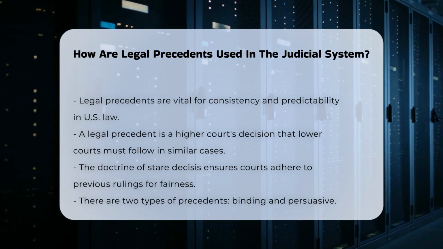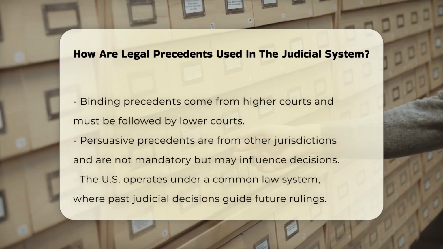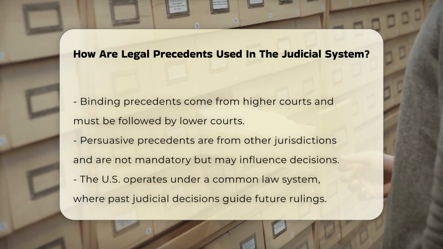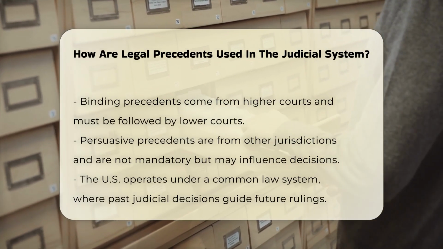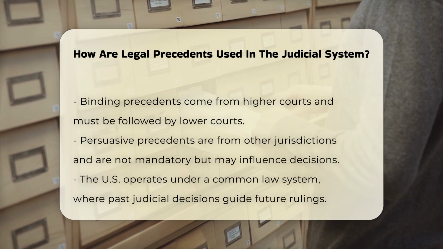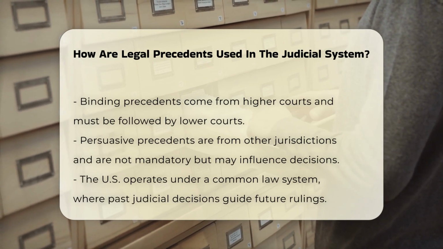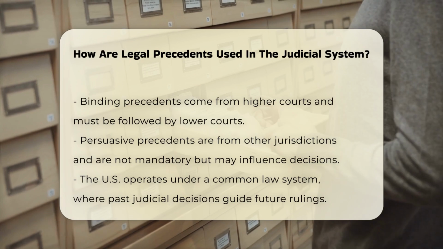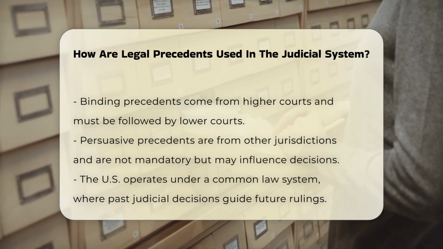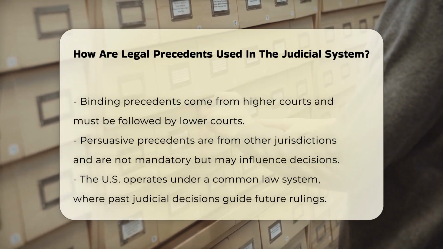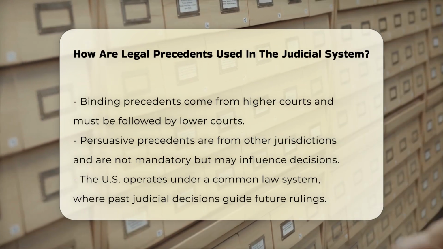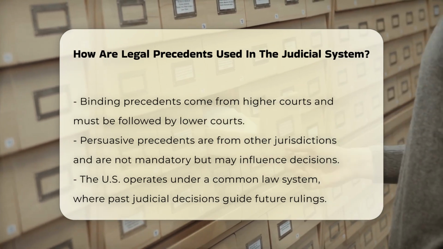Types of precedents. There are two main types of precedents: binding or mandatory precedents and persuasive precedents. Binding precedents are decisions made by higher courts within the same jurisdiction that lower courts must follow. Persuasive precedents, on the other hand, are decisions from other jurisdictions or lower courts that may be considered but are not binding.